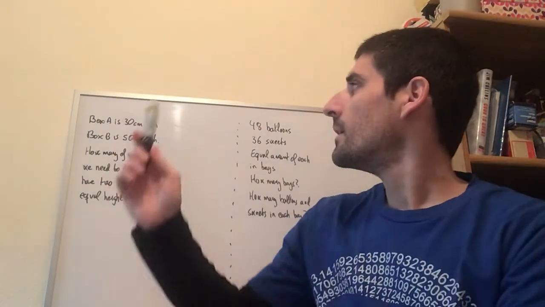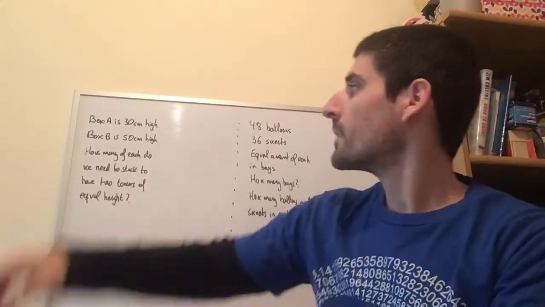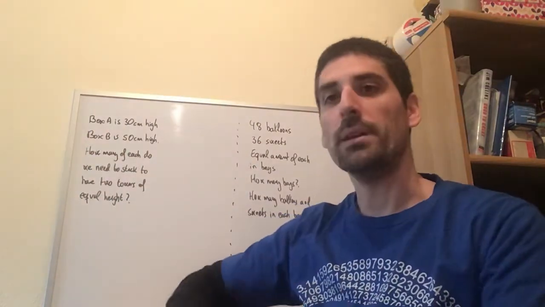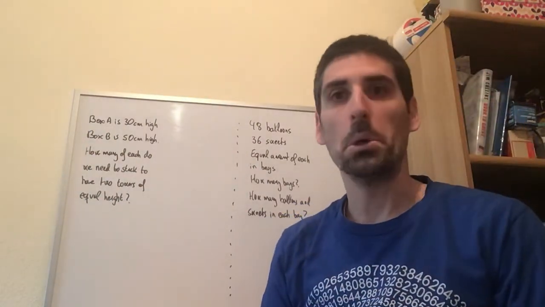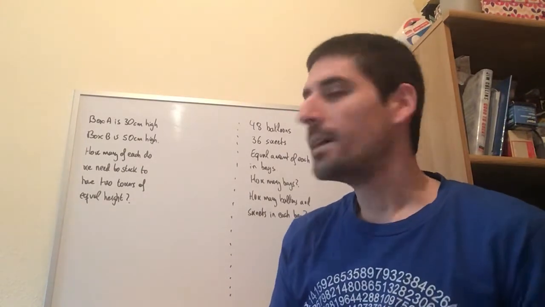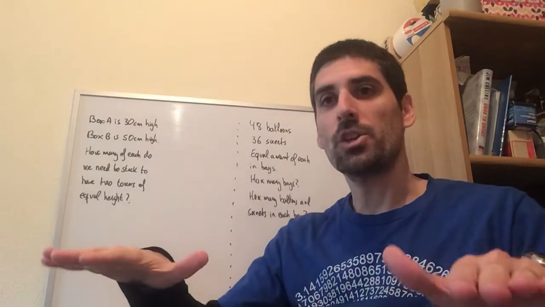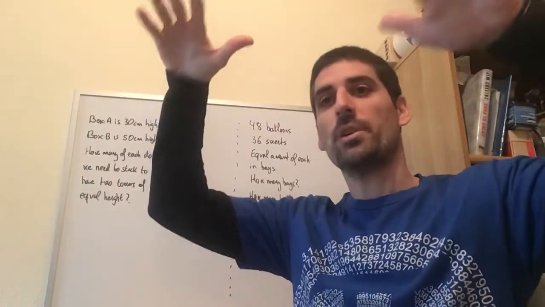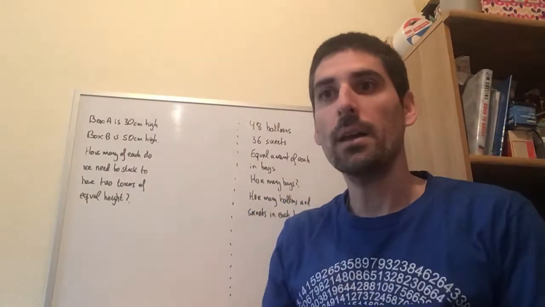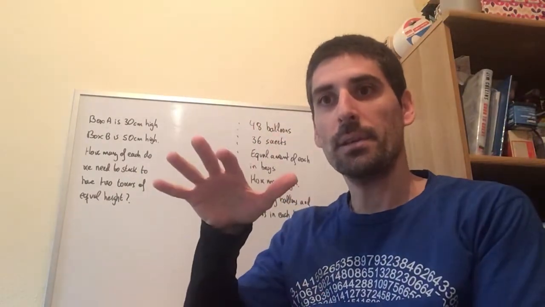So let's start with the first question. Box A is 30 centimeters high and box B is 50 centimeters high. So how many of each do we need to pile on top of each other so that we have two towers of equal height? Okay, so we're going to take the 30 centimeter boxes.